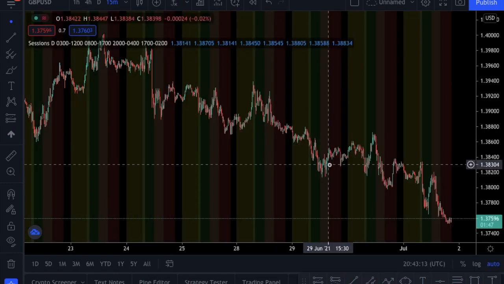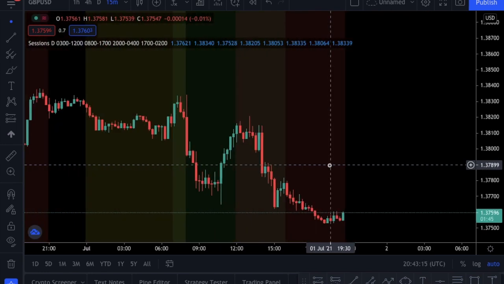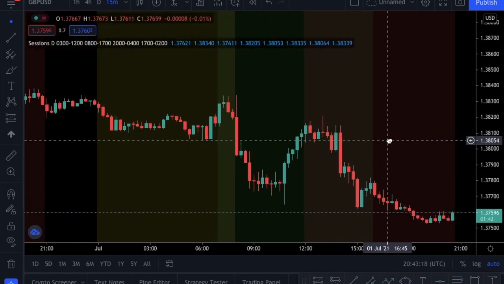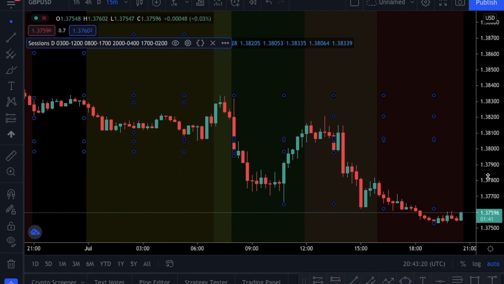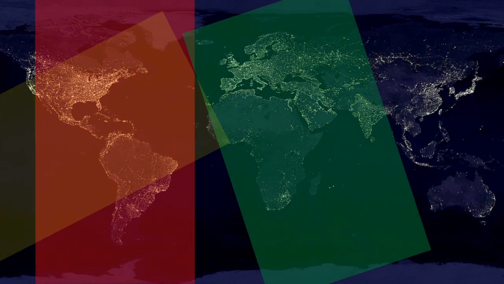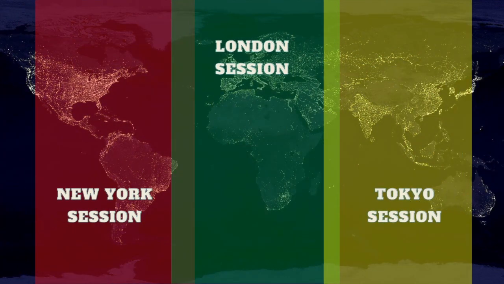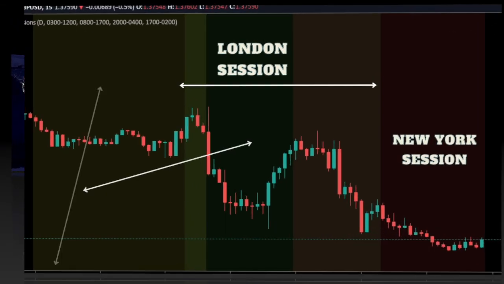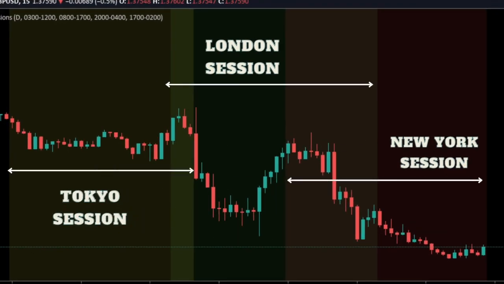Now, you can see that our chart is full of colors. It might look complicated at first, but if you look closely, you will notice that there are actually just 3 colors. Those colors represent time zones. Forex markets are categorized into 3 main time zones, the New York session, the London session, and the Tokyo session, which is also known as the Asia session. I have put the time zones on the world map so you can understand better. And now, you can see the zones on the chart.